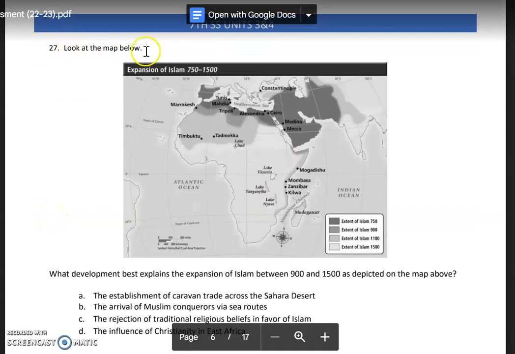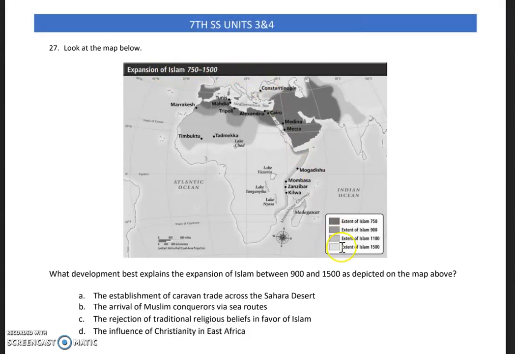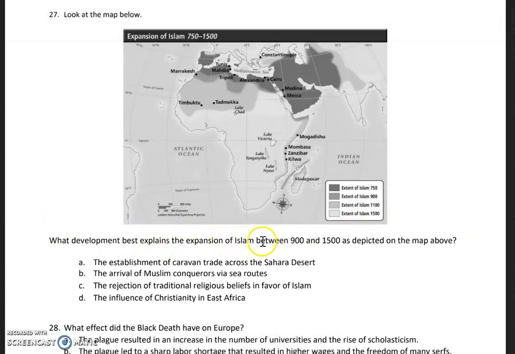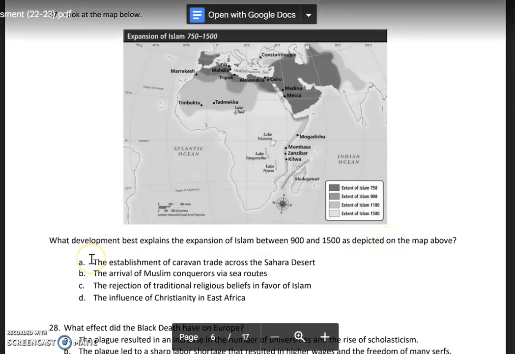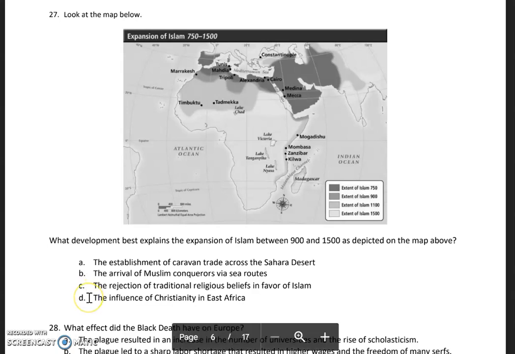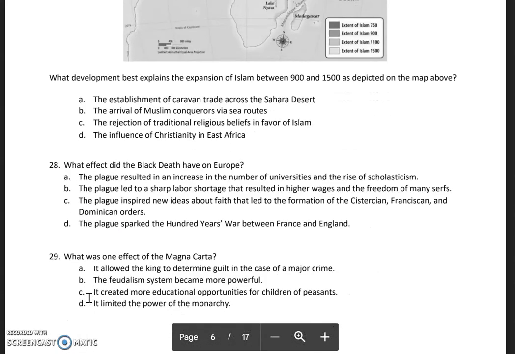27. Look at the map below. Expansion of Islam 750 to 1500. Extent of Islam 1500, extent of Islam 1100, extent of Islam 900, extent of Islam 750. What development best explains the expansion of Islam between 900 and 1500 as depicted on the map above? A. The establishment of caravan trade across the Sahara Desert. B. The arrival of Muslim conquerors via sea routes. C. The rejection of traditional religious beliefs in favor of Islam. D. The influence of Christianity in East Africa.